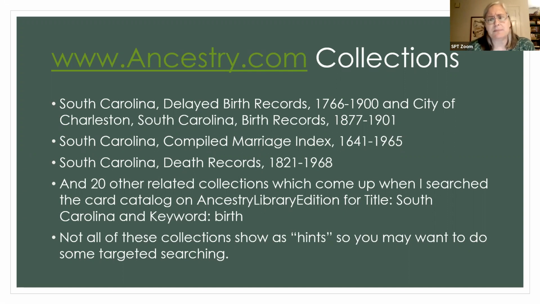So you may want to do a couple of different searches for the area that you are looking at. Some of them were county level record sets. Some of them were statewide record sets. So South Carolina delayed birth records 1766 to 1900, and then the city of Charleston, South Carolina birth records 1877 to 1901. You may not find comprehensive records between those dates, but they do have records between those dates. There was a compiled marriage index between 1641 and 1965, so there are different record sets.